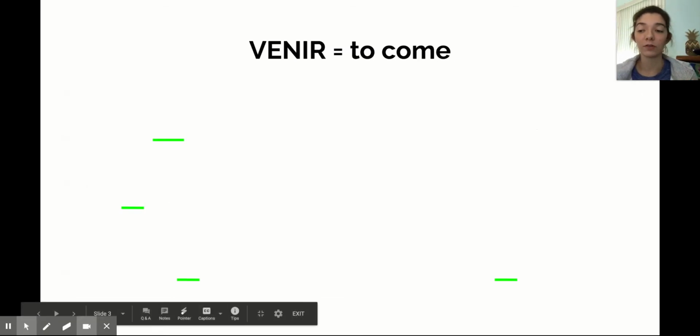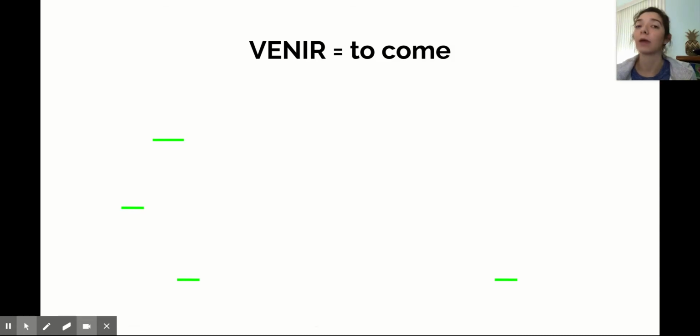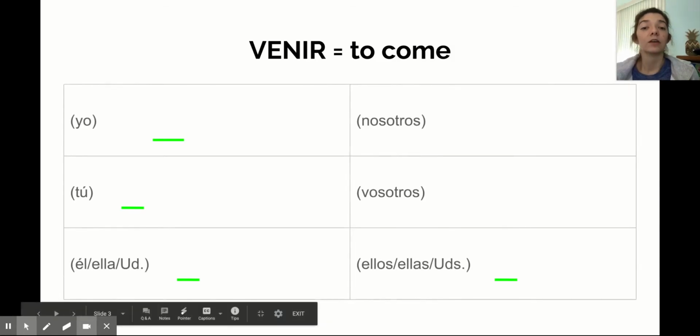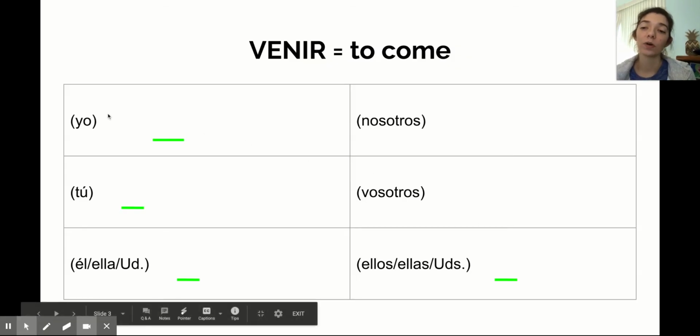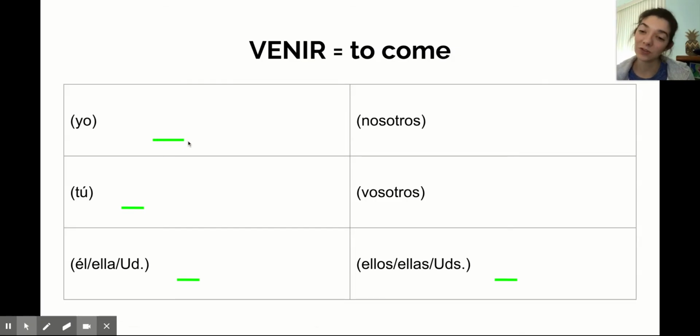Moving to the right with the verb venir. Venir means to come. Repítame. Venir, venir. So again, here's our chart, and you'll see there are some underlines there. I wonder why. Okay, take a guess. If there's a green underline here and we're talking about tener and venir, what do you think is going to go in the yo form? That's right. Vengo. Vengo meaning I come.